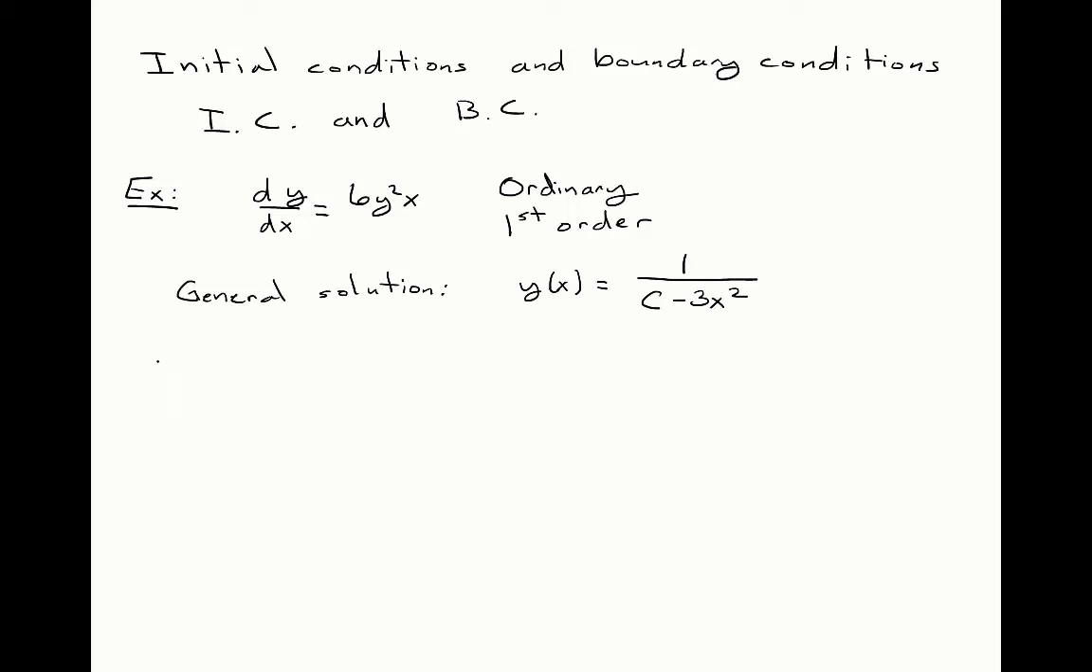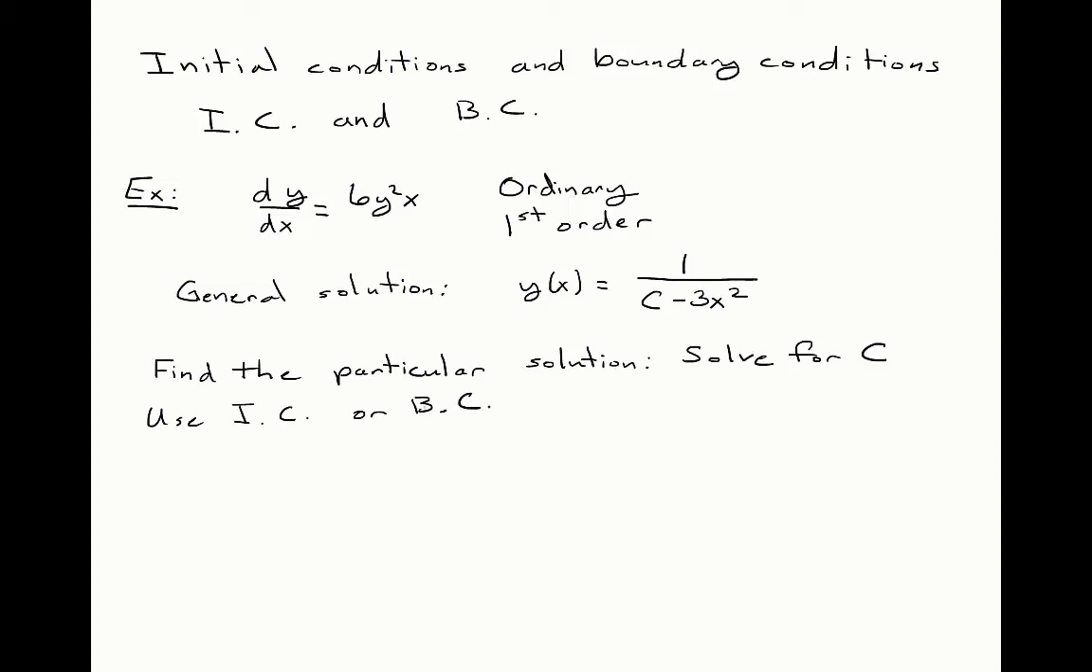We want to find the particular solution. And that means we have to solve for what c is. Once we find that, we'll plug c back in, and that will be our particular solution. So to do that, we need to use our initial conditions or boundary conditions.